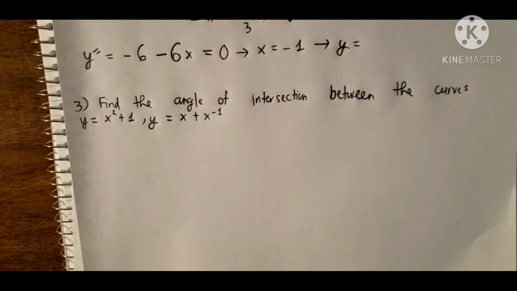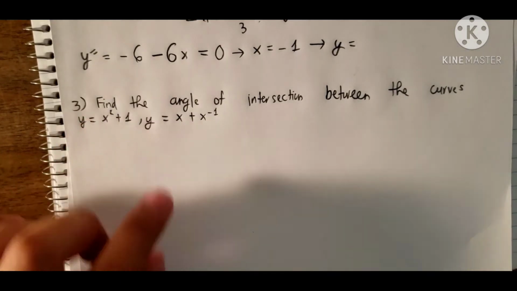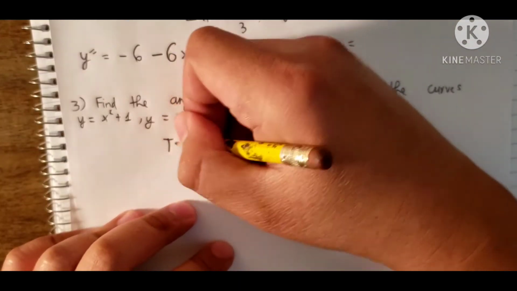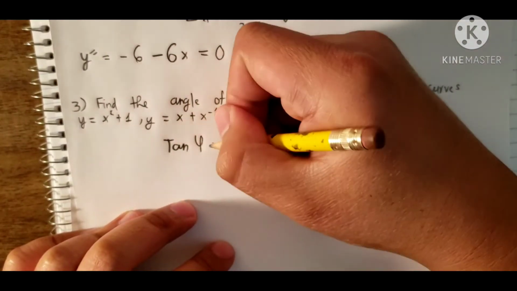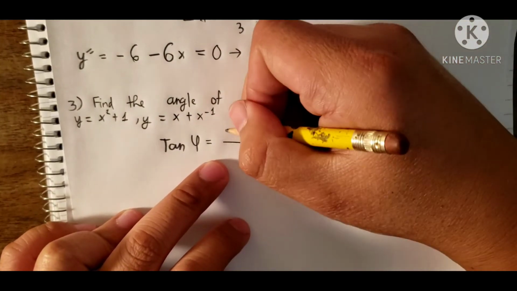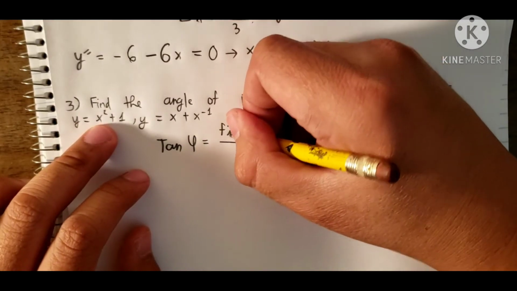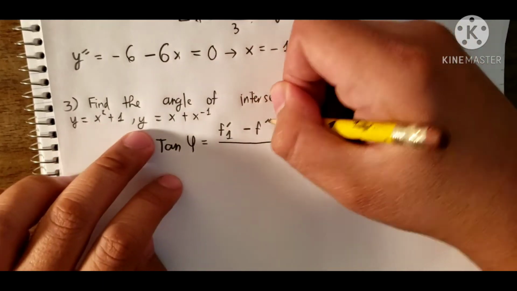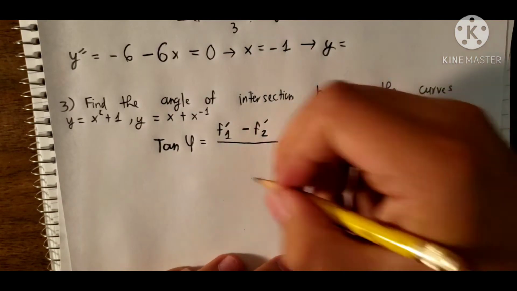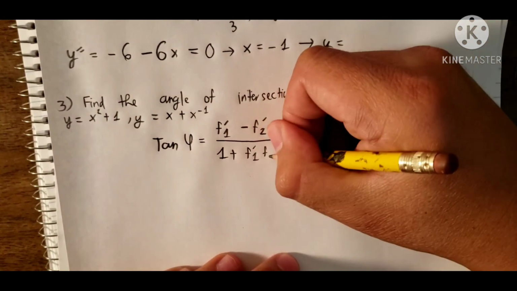Question number 3. Find the angle of intersection between two curves in here. So we have tan phi is about the angle we need to find. The formula is first derivative of this one minus first derivative of the second curve, then over 1 plus first derivative of number 1 multiplied by first derivative of number 2.